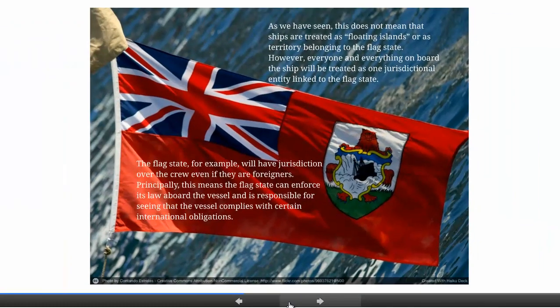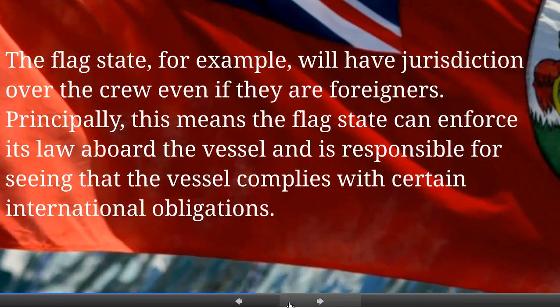So what does exclusive flag state jurisdiction mean in practice? Well, for example, the flag state will have jurisdiction over the crew, even if they're foreigners. So everything that occurs on board the vessel is subject to flag state law. And it also means that, as I've said, the flag state can enforce its law aboard the vessel, but the flag state is beyond that responsible for seeing that the vessel complies with certain international obligations.